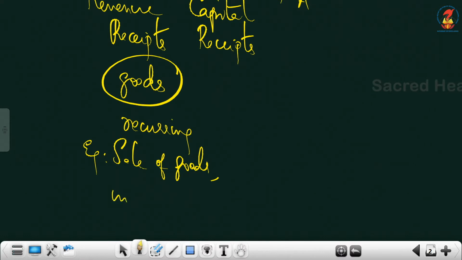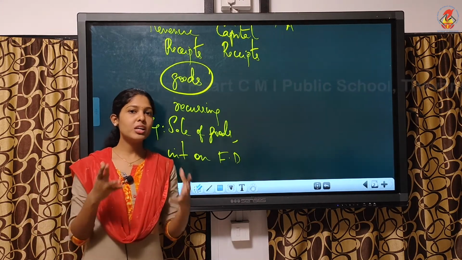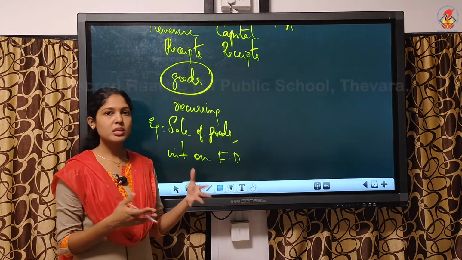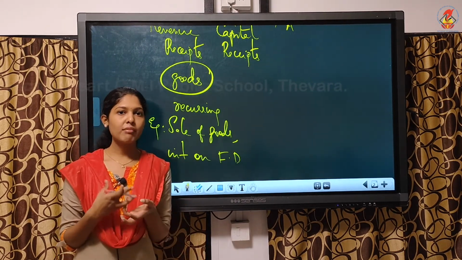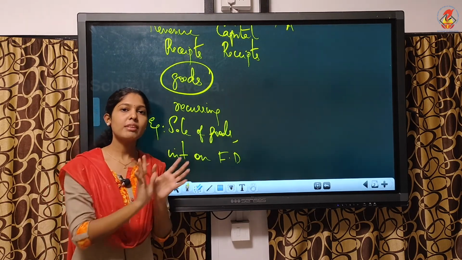Then what else can we write? Interest which you receive on your fixed deposits. FD means fixed deposits. In your bank you can open different types of accounts. A fixed deposit also you can open. Normally we will be having a savings account. So, interest which you receive on your invested amount.